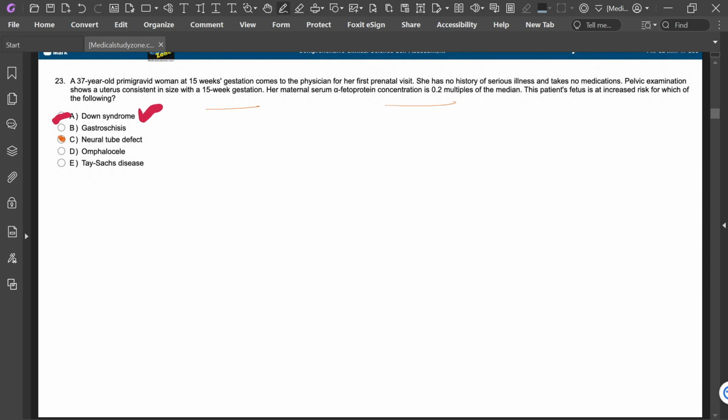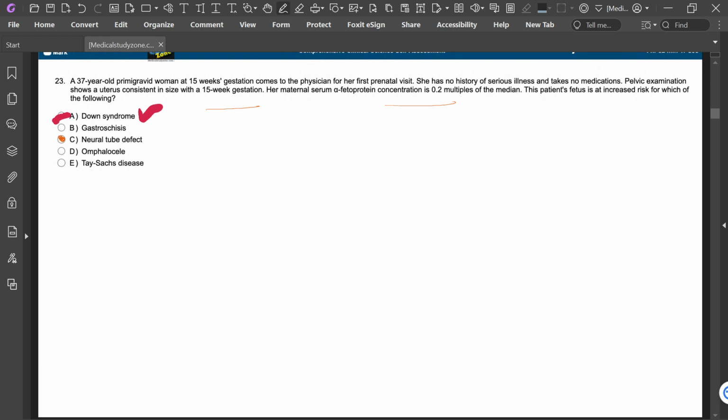Okay, I think decrease. Sorry. This question was super easy if they had just said that this is decreased alpha fetoprotein. It's just that I didn't know what the 0.2 multiples meant. I heard multiples, so I thought it was an increase. So decreased alpha fetoprotein means Down syndrome. In Down syndrome, beta HCG and inhibin are high.